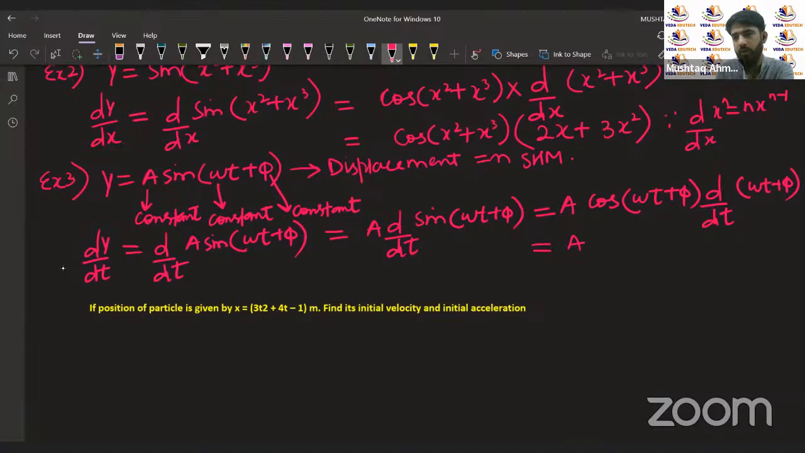यहां से हमें क्या मिलता है, ओमेगा टी का डेरिवेटिव टाइम के रेस्पेक्ट में कैलकुलेट करें, ओमेगा इज अ कांस्टेंट, टाइम का डेरिवेटिव इट्स t to the power 1, it will be 1, so we'll get omega here, and phi is a constant and the derivative of constant is always 0, so we'll get a omega cos of omega t plus phi. So that's our final answer, that is a omega cos of omega t plus phi.